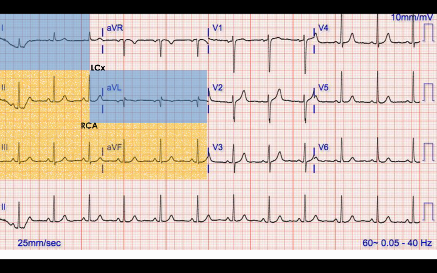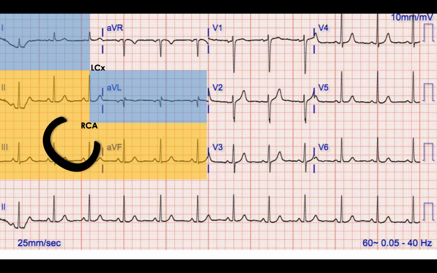Versus 2, 3, and aVF is going to be the right coronary artery. How do you memorize that? I draw a big C and I'm like, this is a big C. This is the right coronary artery. And the right coronary artery is probably the most tested that I've seen. They'll say, you have a STEMI in 2, 3, and aVF. What artery is it? That's going to be the right coronary artery.